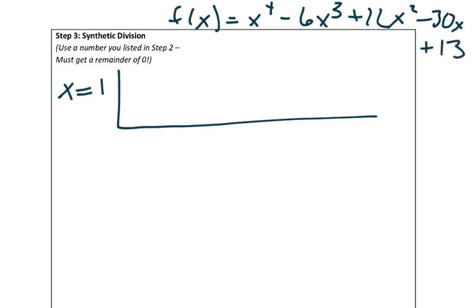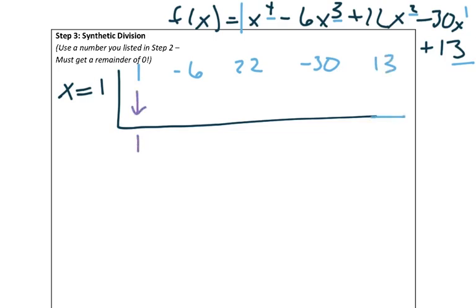Okay, so notice that we have an x to the 4th, an x to the 3rd, an x to the 2nd, an x to the 1st, and then no x at all. So every exponent is there, which means that we can just write our numbers in our synthetic division. So we'll have 1, -6, 22, -30, and 13.